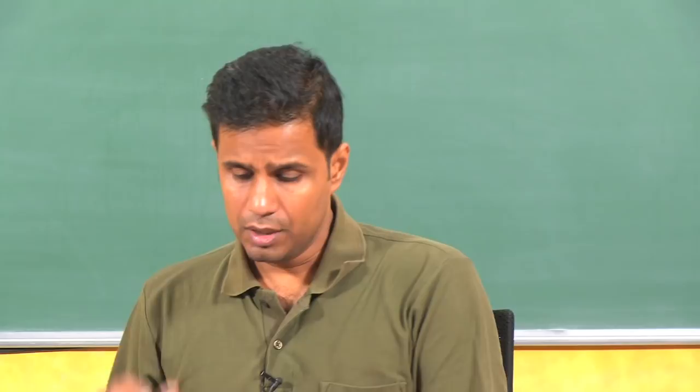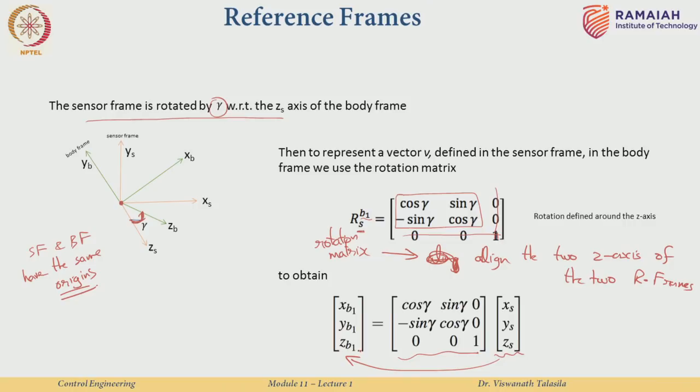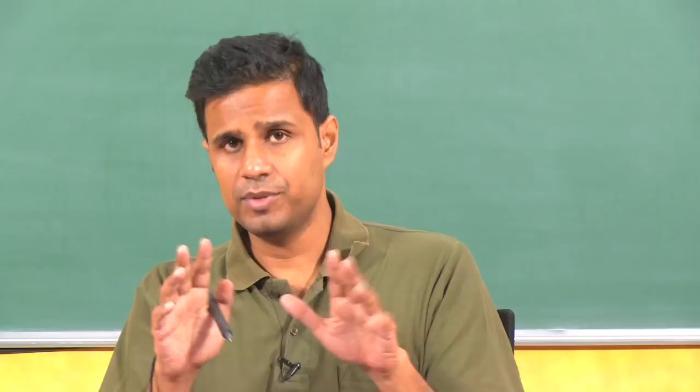So about the z axis, if you blindly go ahead and use this expression, this is called the rotation matrix. And this rotation matrix helps you in this example to align the two z axes of the two reference frames, that is all it does. Which means that if I have a vector, my measurement xs, ys, zs in the sensor frame, I can use this rotation matrix and bring it to the body frame where the z axes of the two reference frames are aligned. We still have to take care of the other two axes. So this is step 1.